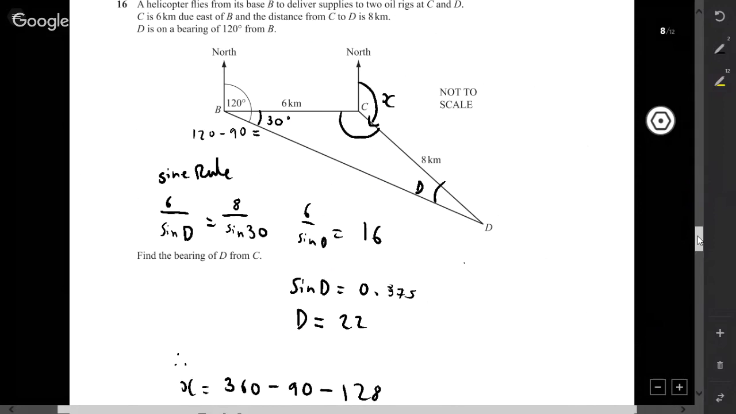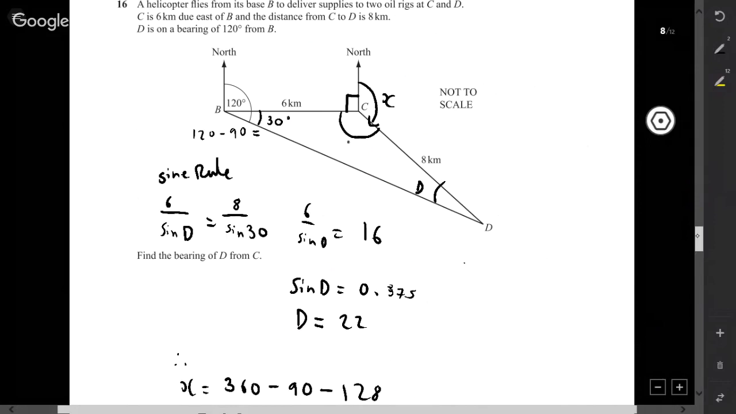So this is what we're wanting. We always measure bearings from the north, so this is the angle we're going for. I've labeled it X. To find this out, all we need to do is find this angle here, because we know that this is 90 degrees, and that in total it's 360. So X is going to equal 360 minus 90 minus this angle.